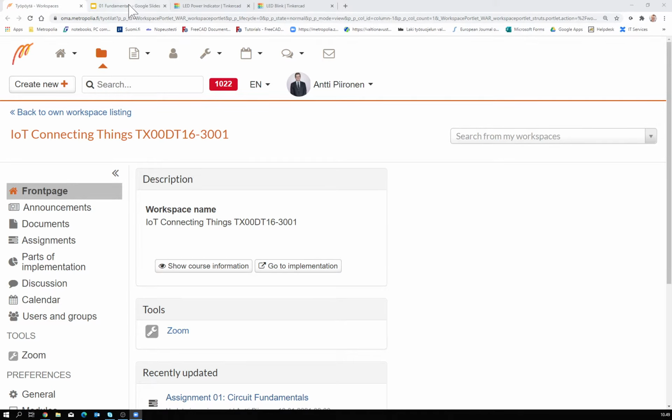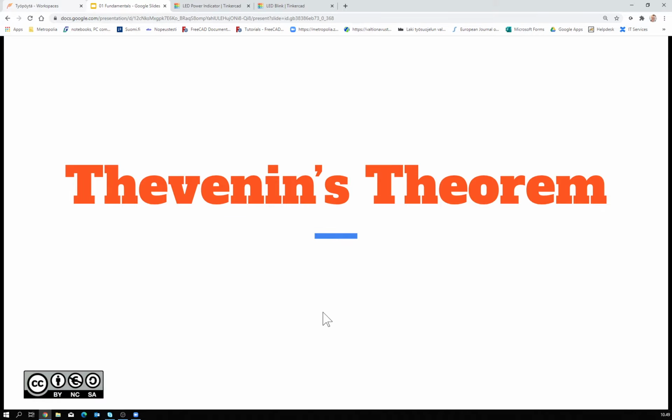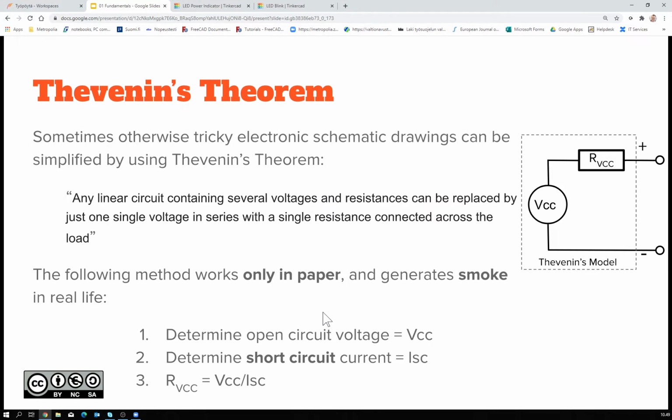So actually, I was talking about this Thevenin's theorem, or Thevenin's model. That also helps analyzing and understanding how things are actually working. With tricky electronic schematic drawings, there's plenty of resistors, plenty of voltage sources or signal sources. How to actually start analyzing those so that they start making sense.